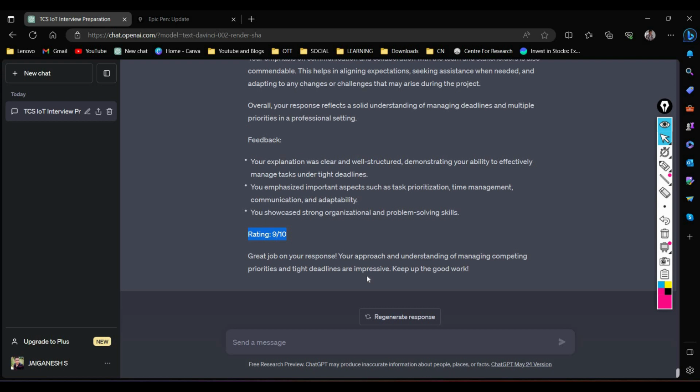So it is advisable to approach a mentor or your caretaker. It is always advisable to approach your mentor to conduct mock interviews for you to get realistic feedback.